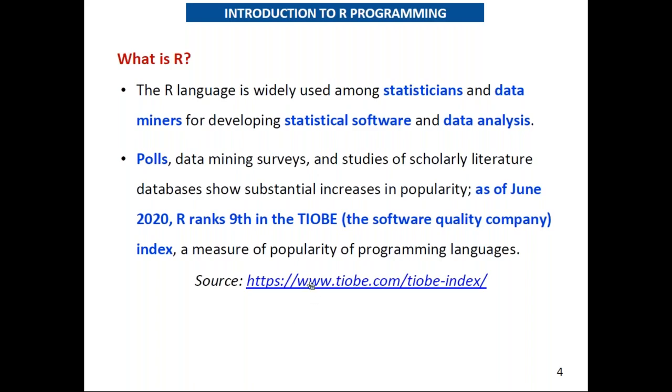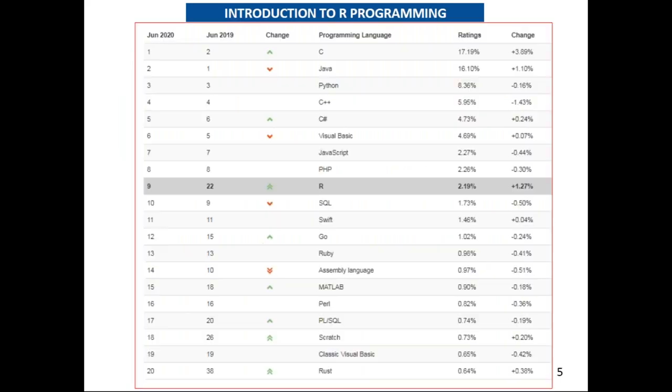So this is the website. If you open this website, you will get all the details. For our glance, here I have projected the screenshot of the top 20 languages as of June 2020. Now you can see here the comparison of last year June to current year June, the comparison and the position of the languages, their ratings and change.